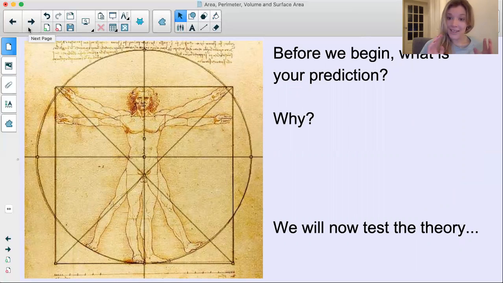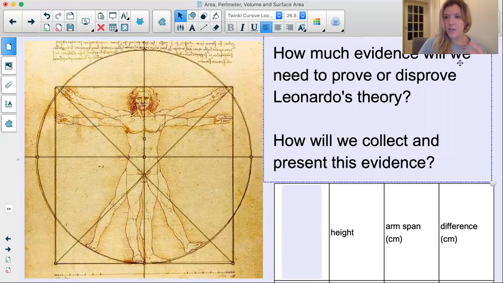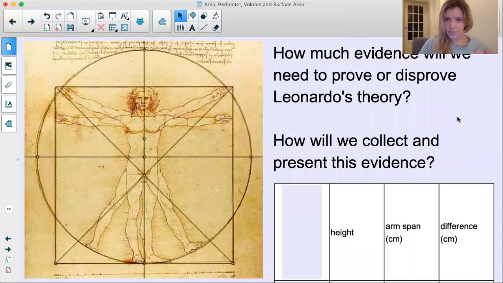Okay, so now we are in the testing point and you are going to investigate and test your theory, not your theory, Leonardo's theory. So we need to think about how much evidence we'll need to prove or disprove this theory. And we're going to think about how we collect and present the evidence as well.